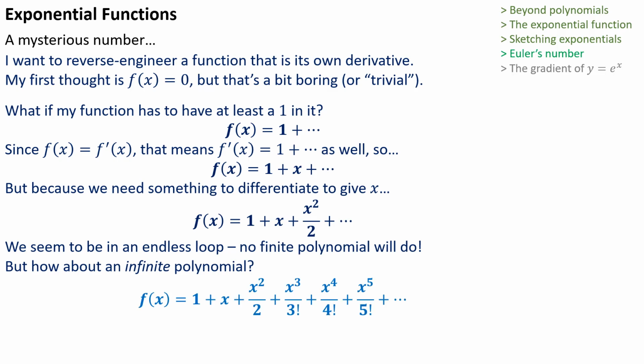This is what our polynomial looks like. 1 over 0 factorial, if you like, plus x over 1 factorial, plus x squared over 2 factorial, plus x cubed over 3 factorial, and so on. You can try this out.